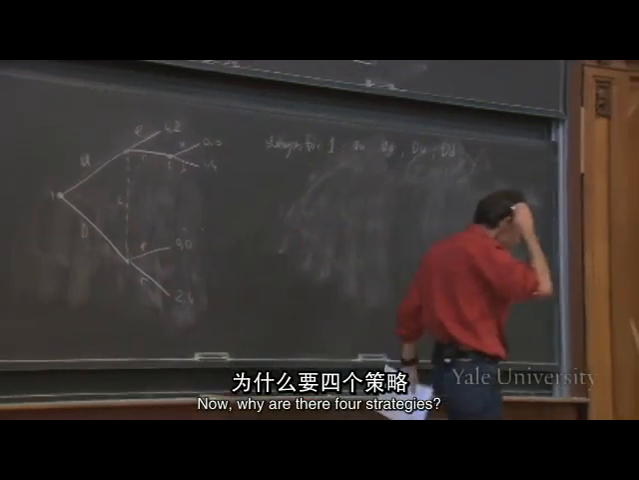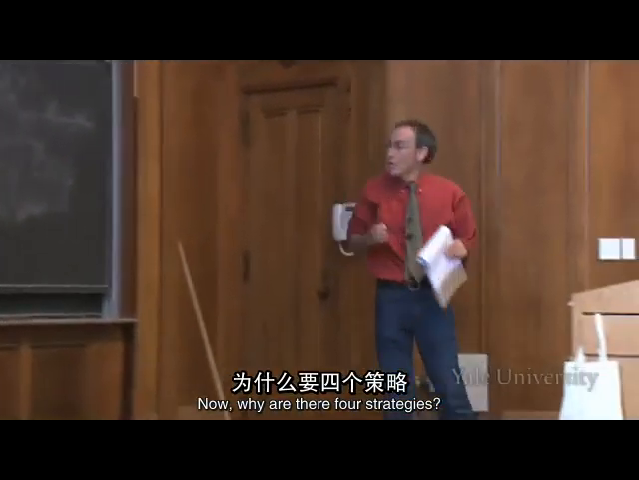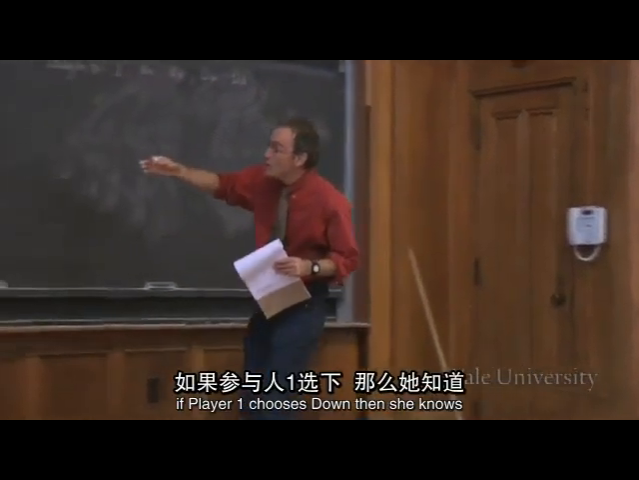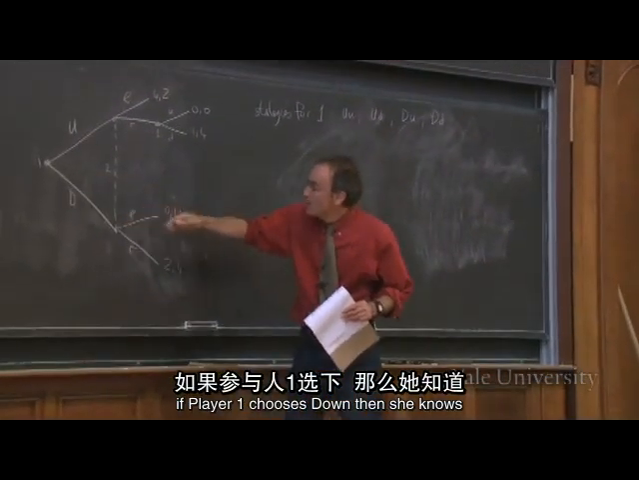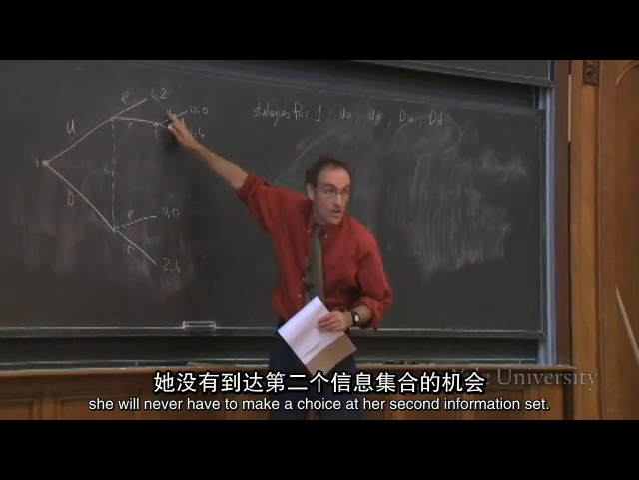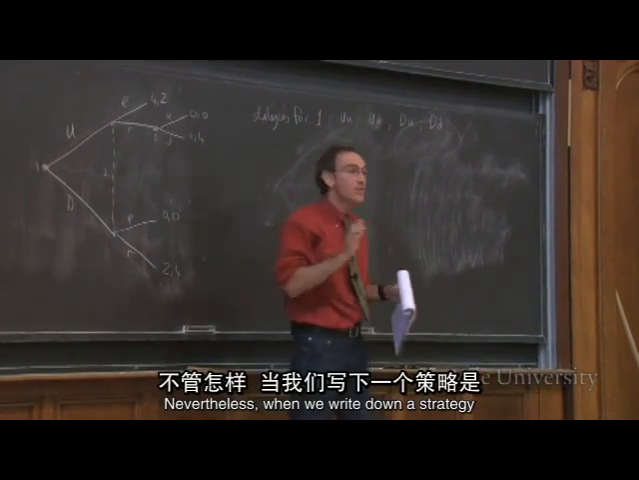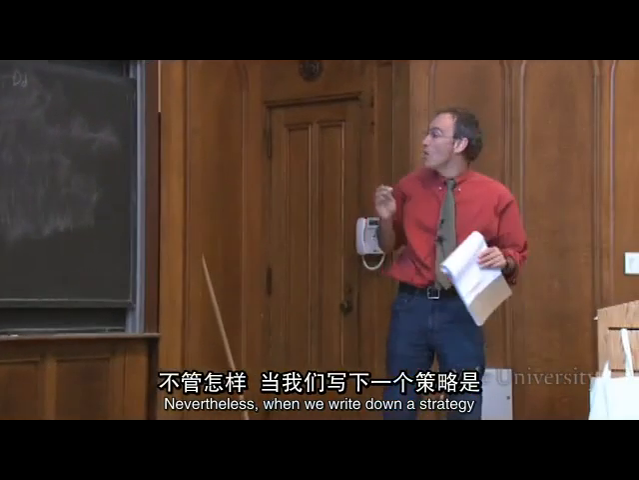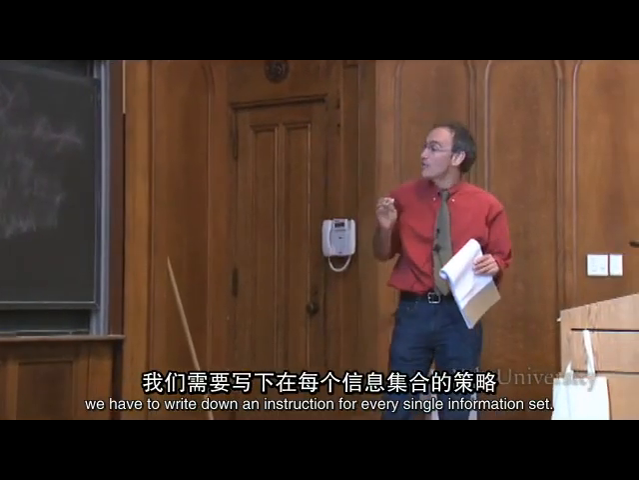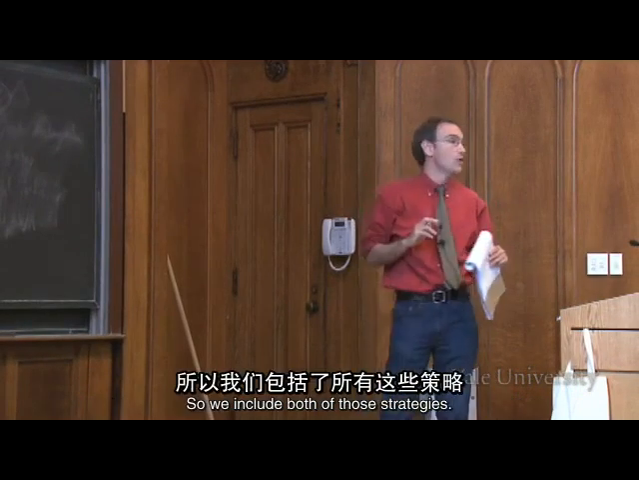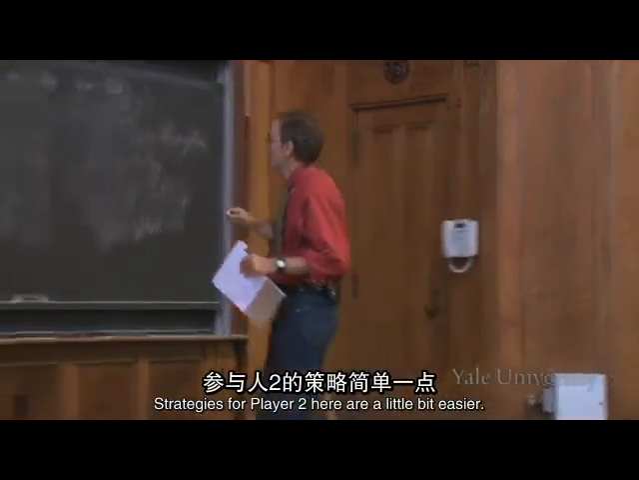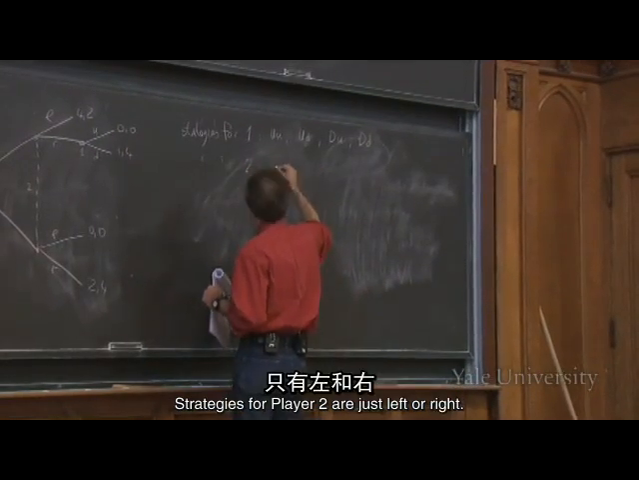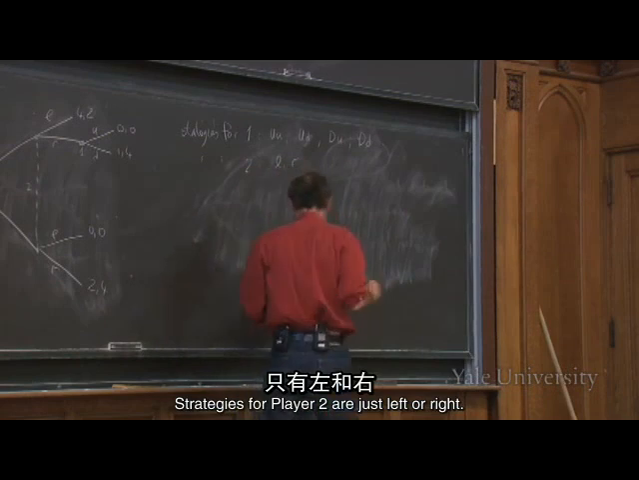So player 1's choices are up and then up, up and then down, down and then up, and down and then down. Sorry. All right. Now, why are there four strategies? It's a bit of a surprise, perhaps, because if player 1 chooses down, then she knows she will never have to make a choice at her second information set. Nevertheless, when we write down a strategy, we have to write down an instruction for every single information set, so we include both of those strategies. Strategies for player 2 here are a little bit easier. Strategies for player 2 are just left or right.